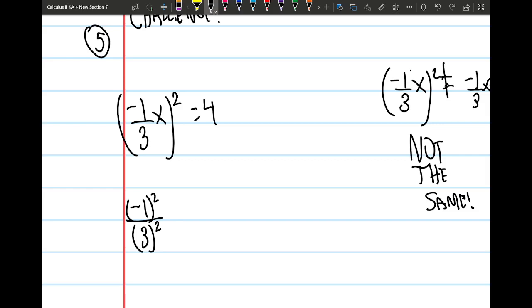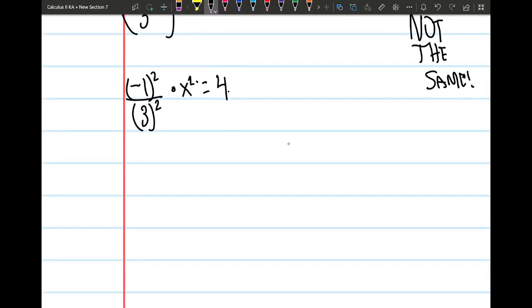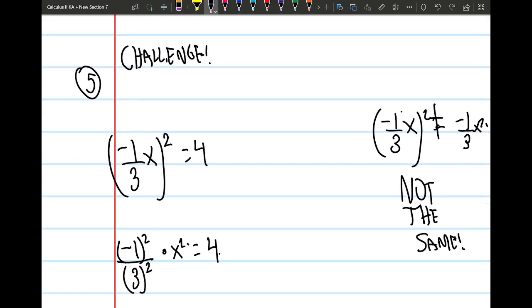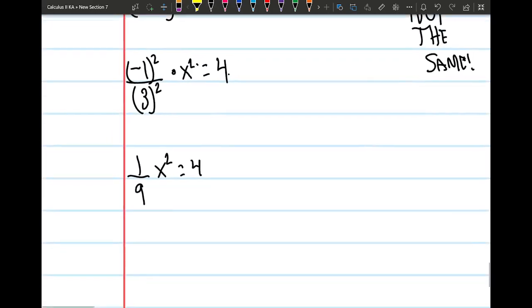And then from here, it's going to be times x squared. So then this is going to be equal to 4. And then finally, we would do 1 over 9 x squared equals 4. So you have to be careful, right? Make sure that you square the whole fraction and also the x. Basically do not do this, because it's not the same thing. They're not the same thing.